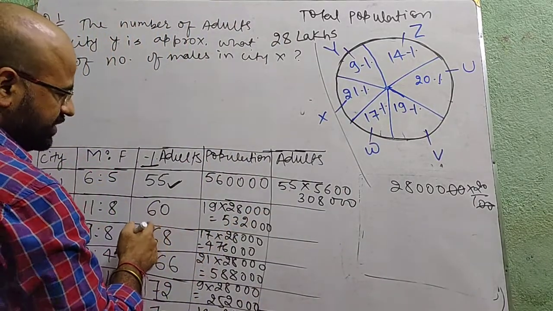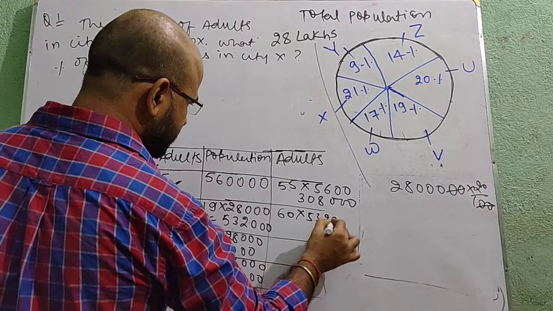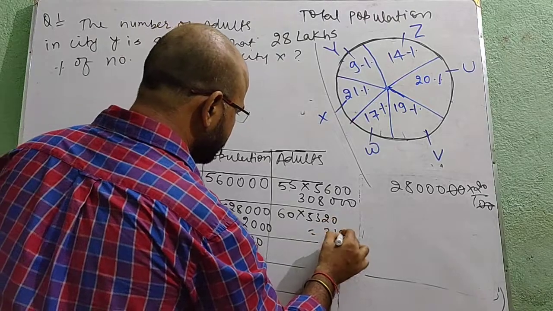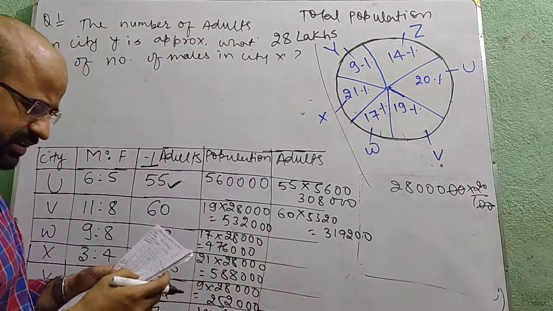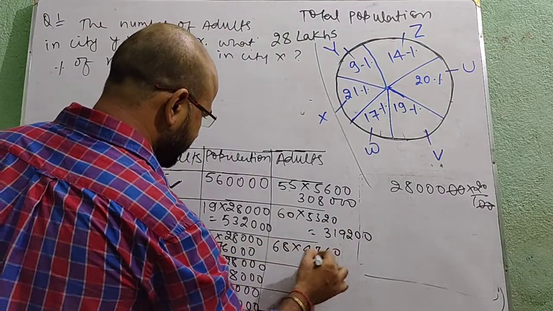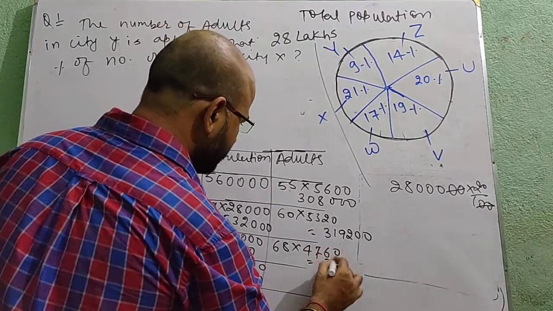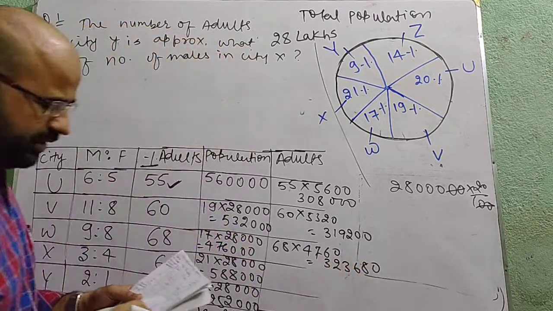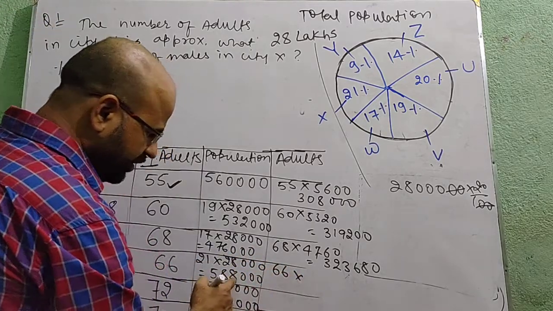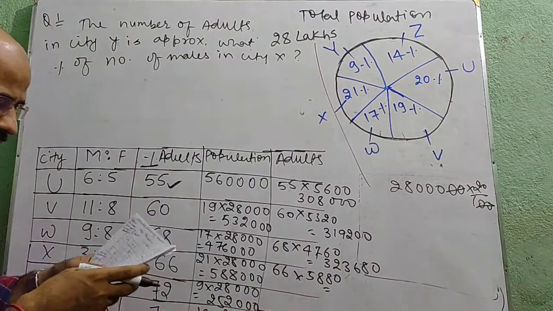Now I have to calculate 60%. 60% means 3 by 5. We take 60 by 100, so 60 by 100 with double zero cancelled, that is 5320, multiply, you will get 3192 double zero. Likewise, 68%, 68 into 476, multiply, you will get 323,680. For 66%, 66 into double zero, 5880, you will multiply, you will get 3880.